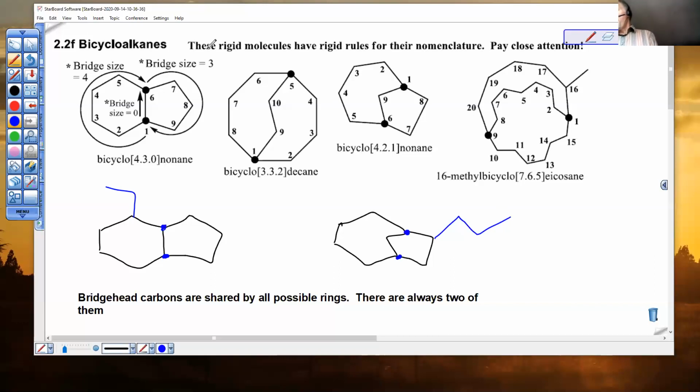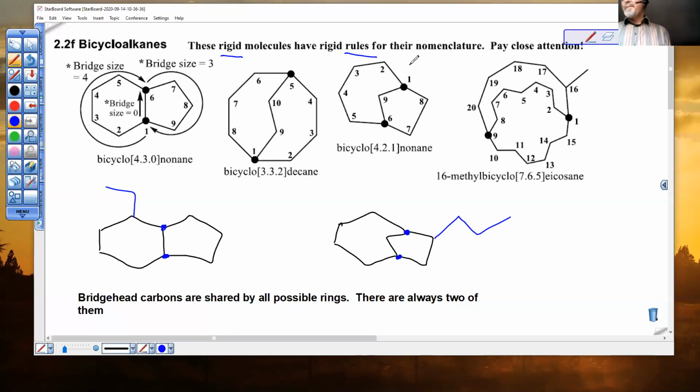They have their own rigid molecules with rigid rules. If you tried to make a toy of these, and I'm going to bring my toys home tomorrow so I can show you on the screen. This is going to be a new adventure for everybody. Putting toys up, big camera. The rules of nomenclature for bicyclo, they're rules that take over.